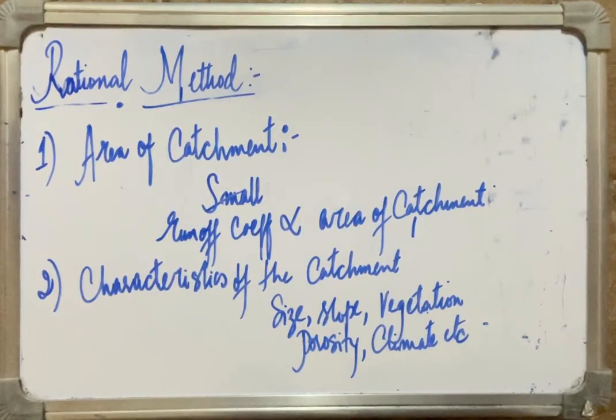So it's quite essential that we study certain characteristics of the catchment, as they considerably affect our value of runoff coefficient, and the matters that need to be studied in detail vis-a-vis the characteristics of the catchment are size, slope, vegetation, porosity, and climate.